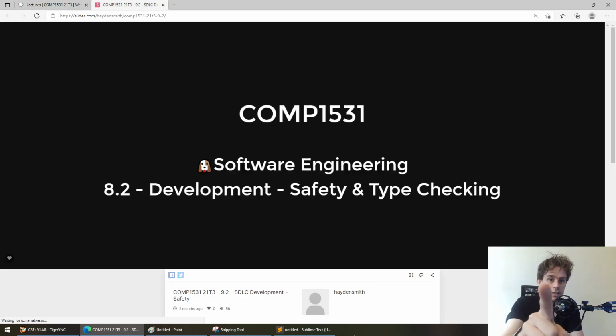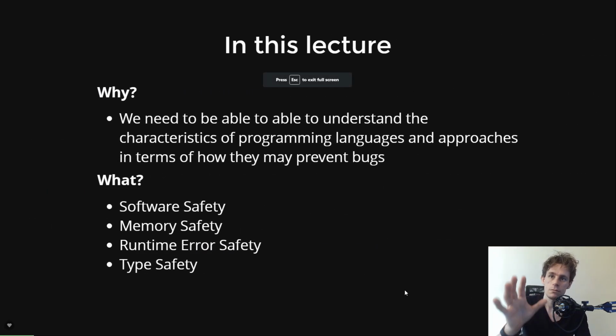So the point today is talking about safety and type checking. Why are we discussing this? And why is it labeled 8.2? Sorry, I'll fix that up. That should say 9.2, that's just a typo. So in this lecture, we need to be able to understand the characteristics of programming languages and approaches in terms of how they may prevent bugs.